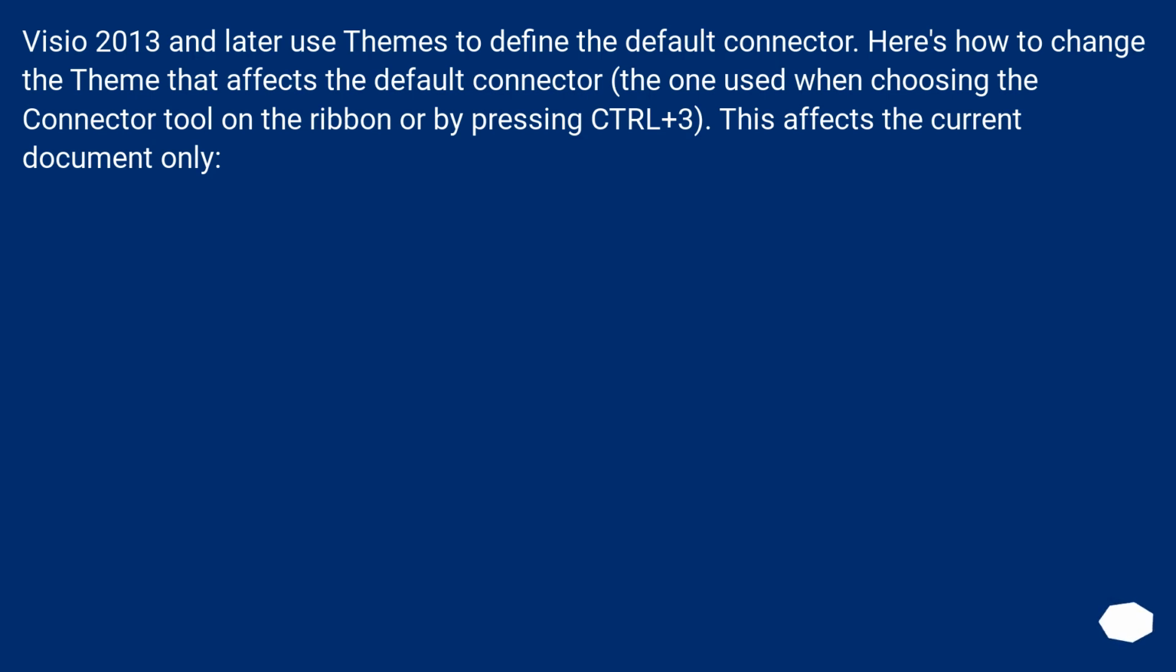Visio 2013 and later use themes to define the default connector. Here's how to change the theme that affects the default connector, the one used when choosing the connector tool on the ribbon or by pressing Ctrl+3. This affects the current document only.